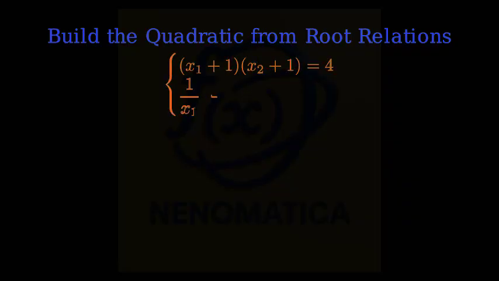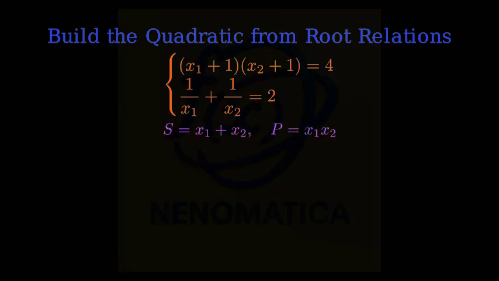We are told that (x sub 1 plus 1) times (x sub 2 plus 1) equals 4, and 1 over x sub 1 plus 1 over x sub 2 equals 2. Let S be the sum x sub 1 plus x sub 2, and let P be the product x sub 1 times x sub 2.